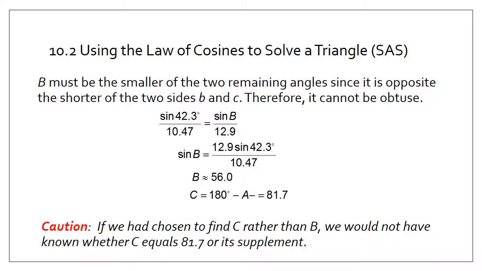What you want to do is find the smaller of the two remaining angles, because it is opposite the shorter side and it can't be obtuse. So we don't have to worry about, is this an angle in quadrant 1 or 2? We know it's going to be in quadrant 1. So that is one caution when you're doing this. You do want to find the smaller of the two remaining angles first, and the smaller angle will always be across from the smaller side.